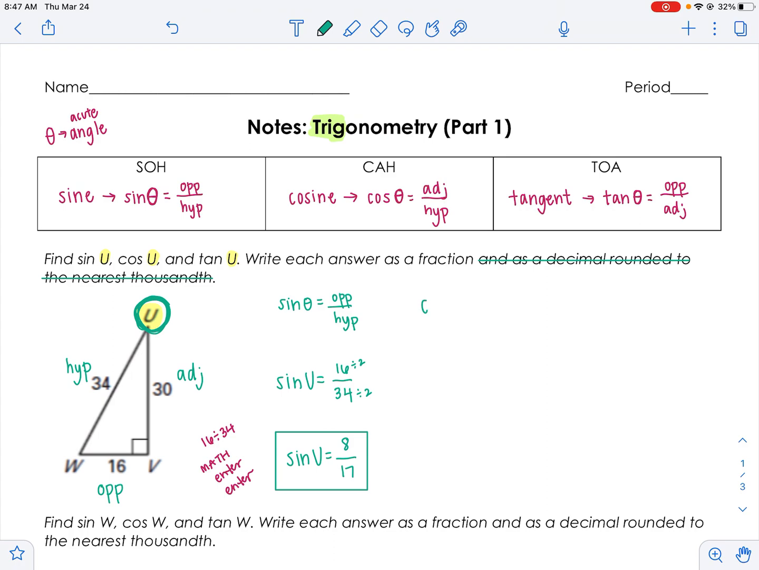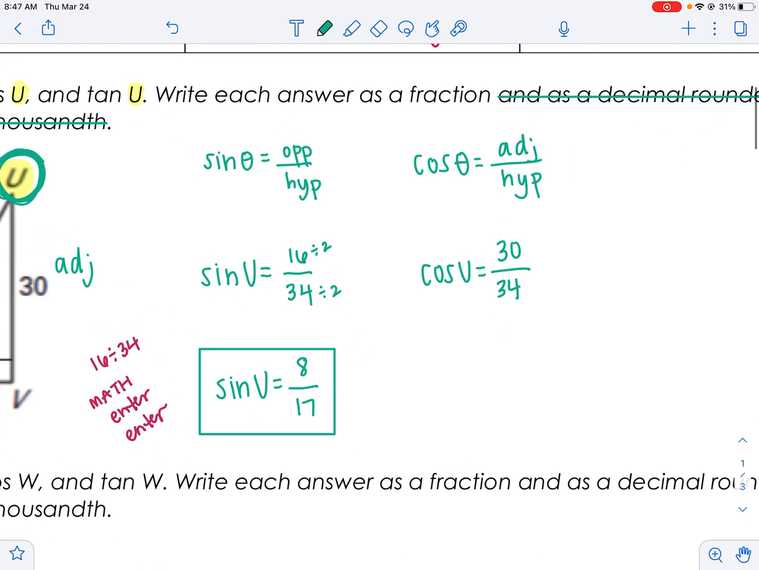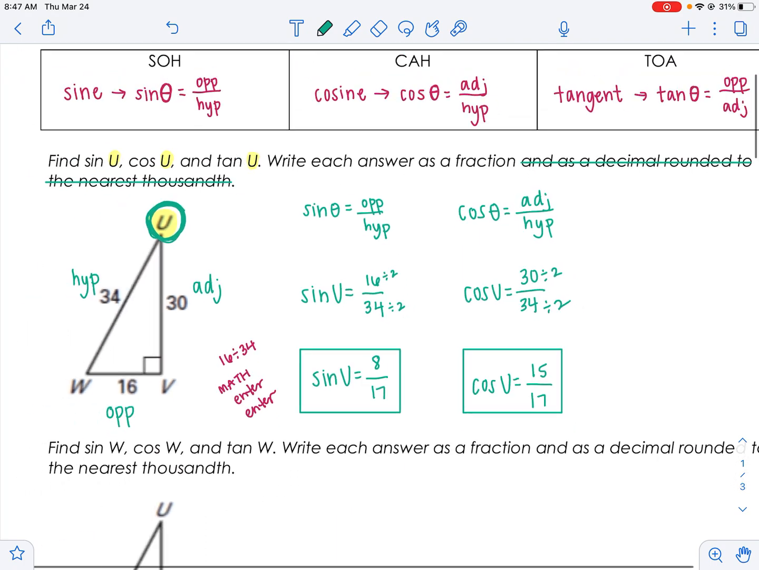Now, moving on, we found sine of u. So taking a look at cosine. Our cosine formula is cosine of theta equals adjacent over hypotenuse. So cosine of u equals, well, the adjacent side is 30 and the hypotenuse is 34. Those are both even as well, which means that I can reduce and simplify it by taking the 2 out. So cosine of u would equal 30 divided by 2 is 15 over 34 divided by 2 is 17. And that's it.